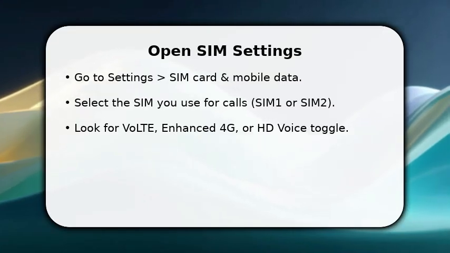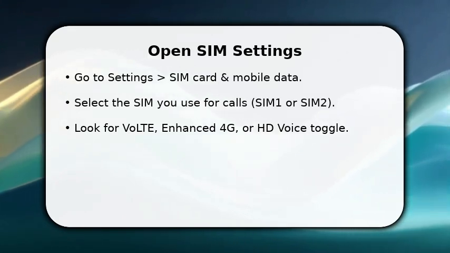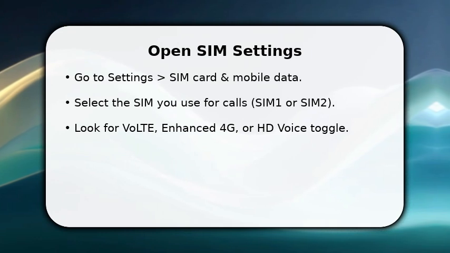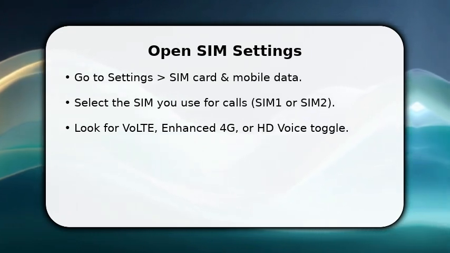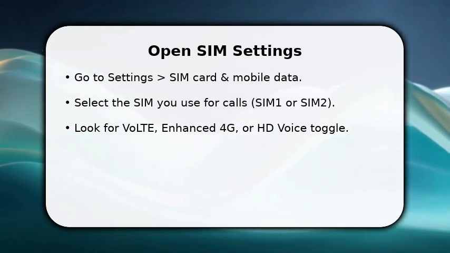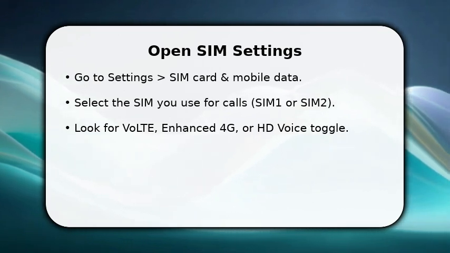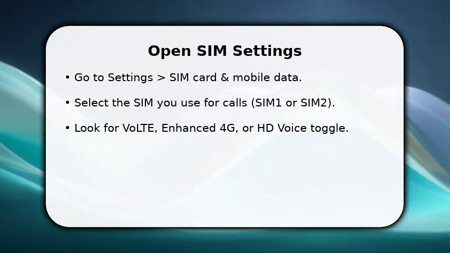You start by opening Settings and tapping SIM card and mobile data. Choose the active SIM that handles calls. Once there, look immediately for a VoLTE or Enhanced 4G/HD voice toggle and try turning it off. If a simple toggle appears, switch it off, then restart the phone to apply changes.